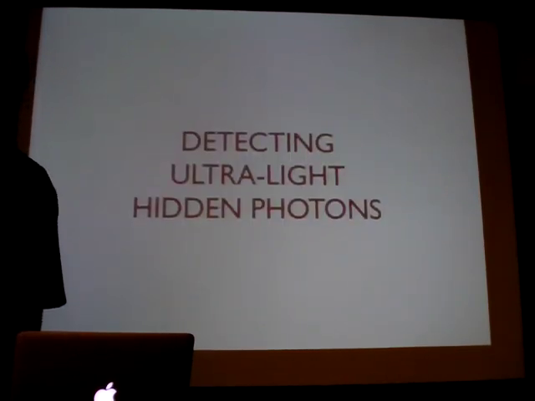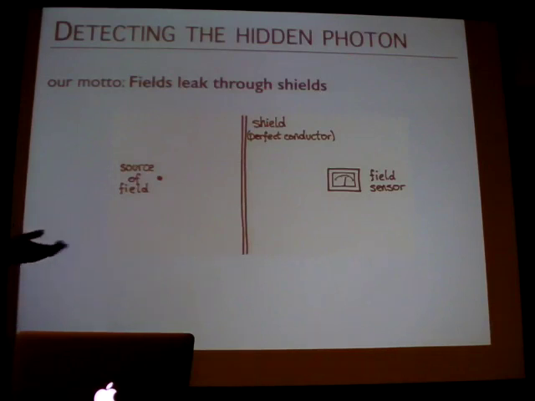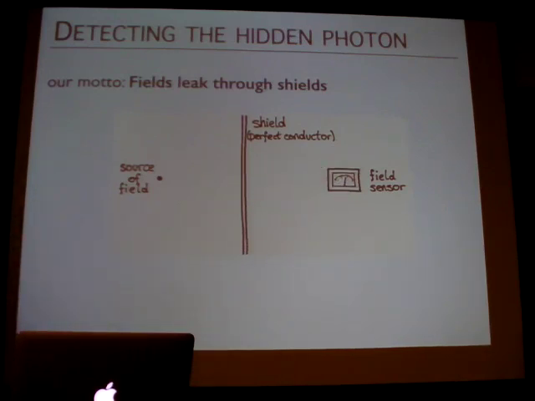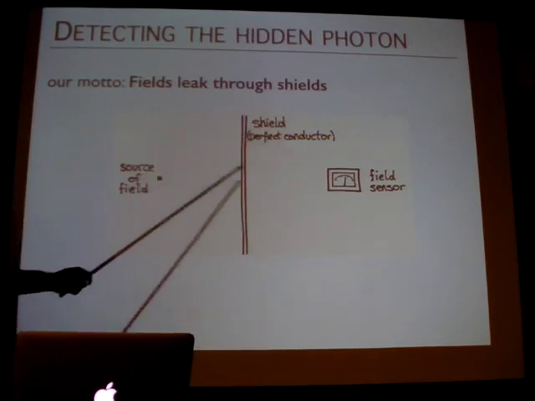Okay, let's ask how we can do that. So the concept is very simple. We're going to have some source that produces these fields, the regular electromagnetic photon and the hidden photon, and then we're going to have a detector, a sensor that can respond to electromagnetic fields. After all, whatever couples to electromagnetism will also couple to the hidden photon. So any detector of electromagnetic radiation is also sensitive to the hidden photon. But we of course don't care about the regular photon, right? We already know it exists. So we're going to put a shield and block it.